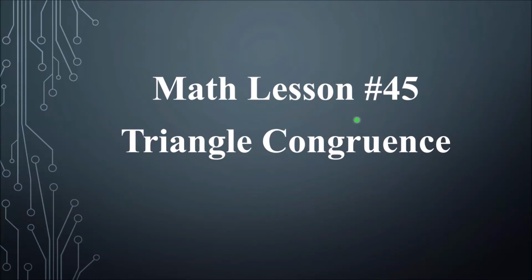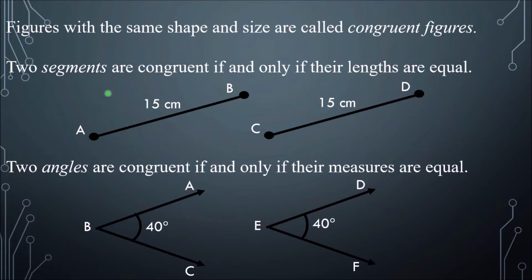Math lesson number 45, Triangle Congruence. Figures with the same shape and size are called congruent figures. So two segments are congruent if and only if their lengths are equal. In this figure, the length of segment AB is 15 centimeters, and the length of segment CD is 15 centimeters. Therefore, the two segments are congruent.